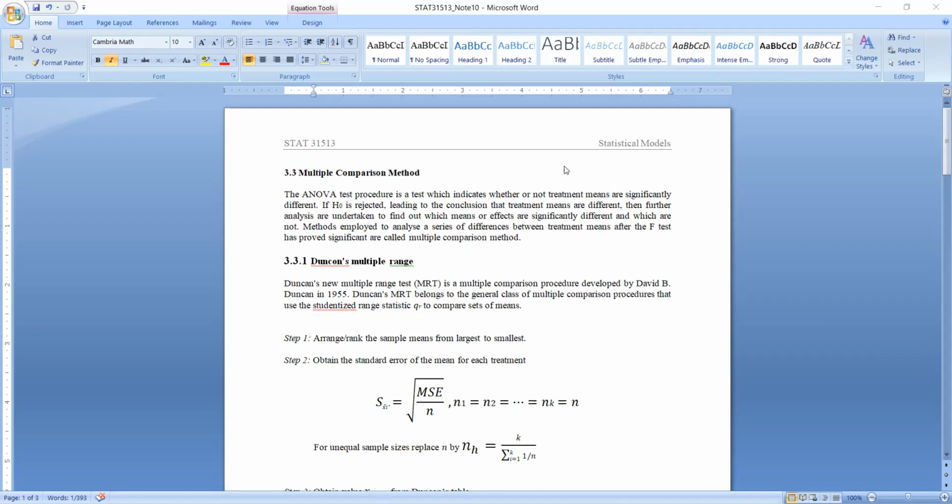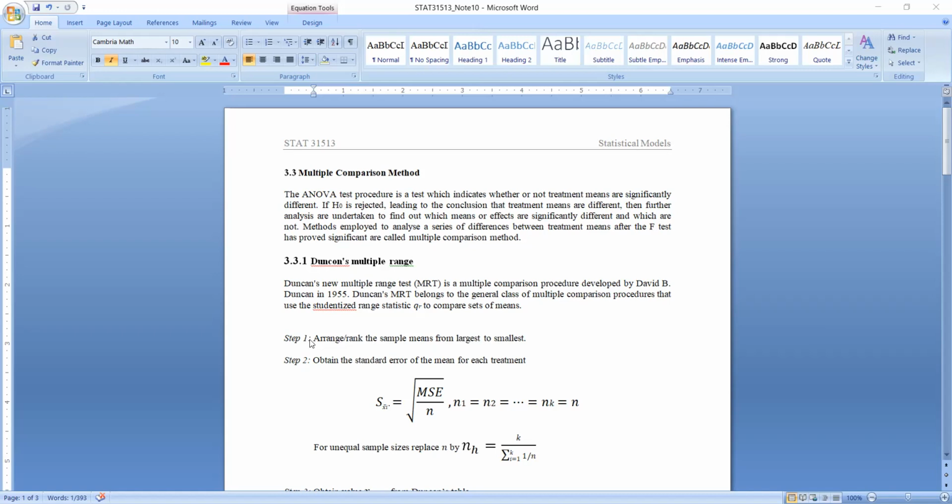In order to conduct this test, the first step is to calculate the mean value for each treatment like we did yesterday. After calculating the mean values, you have to rank them from largest to smallest. So first you calculate the mean values of the treatments, and then you arrange them in descending order, from largest to smallest.